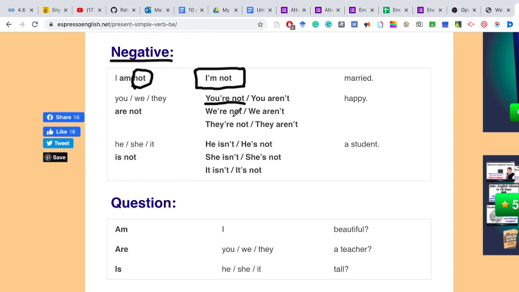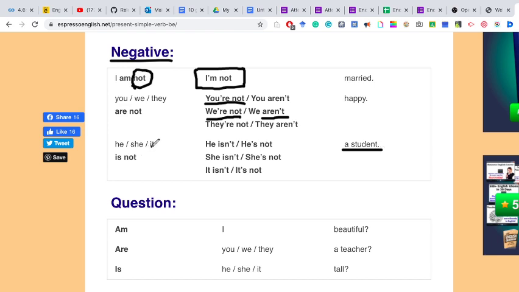With we, it's we're not or we aren't. We're not happy, or we're not students, or we aren't doctors. And remember, if we are going to add a profession after we, they, or you, we should add an s. For example, we aren't doctors, or we are not teachers, or you are not a student. With you it is a bit different. You can use you're not students, or you're not a student. With you, you can use singular and plural. Just for you to know.